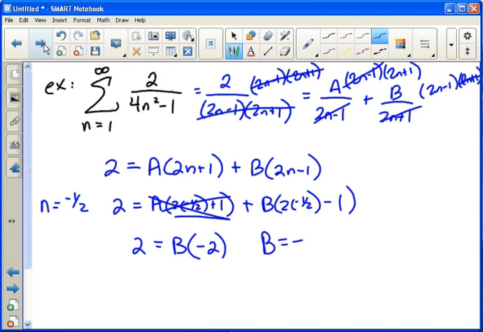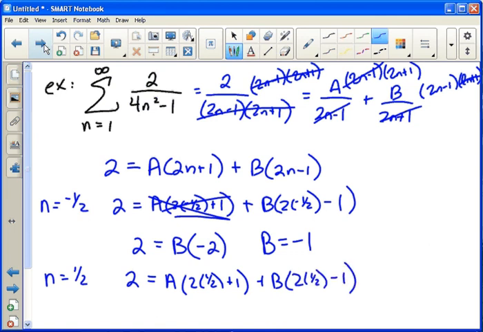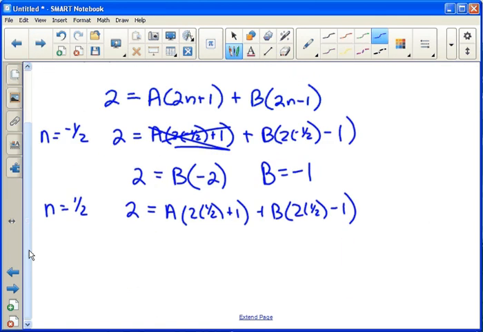Now if I plug in a positive 1/2, I get 2 equals a times 2 times 1/2 plus 1 plus b times 2 times 1/2 minus 1. So that gives me 2 equals a times 2 plus b times 0. So that just cancels, and we get a equals 1.